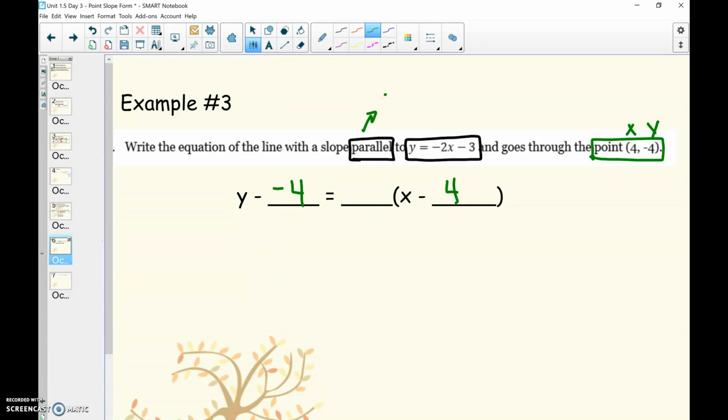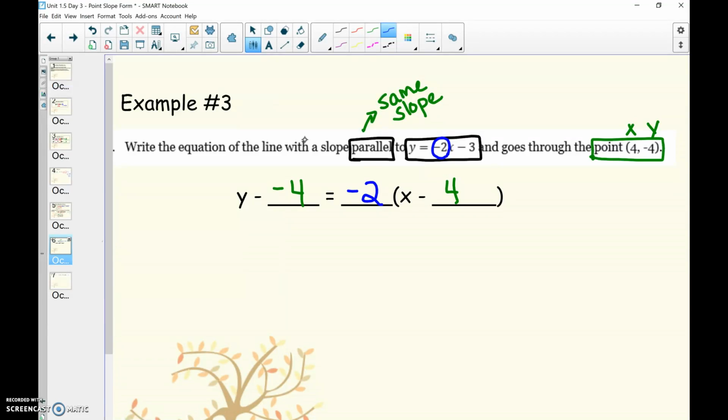So if parallel lines have the same exact slope, and they're telling me that our equation has a slope parallel to this one, well, what's the slope in this equation right here? Which number there is the slope? Well, it's the thing that's attached to x, so it's -2. Well, if I want a slope that's parallel, that means it's got to be the exact same number, which means my slope is also -2. So I just figured out the slope from that information, even though it didn't tell it to me straight away.